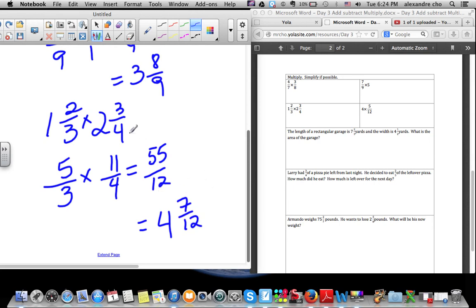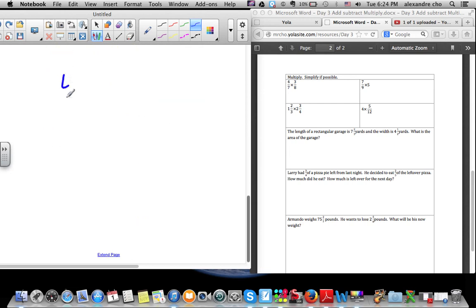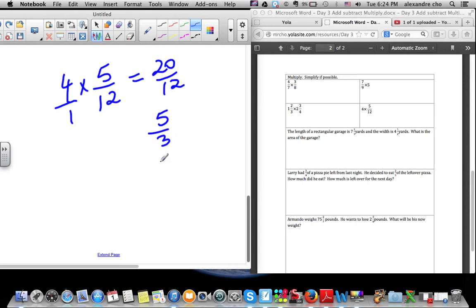Okay, so the main thing here was changing the mixed numbers into improper before multiplying. Okay, not a big deal. 4 times 5 over 12. Again, it's a whole number times a fraction. Just put it over 1. And you get 20 over 12, which you can simplify first and then change to a mixed number, or change to a mixed number and then multiply and simplify. Well, let's simplify. Divide that by 4. You get 5 over 3. And that becomes 1 and 2/3. 3 goes into 5 one time, 2 left over 3.